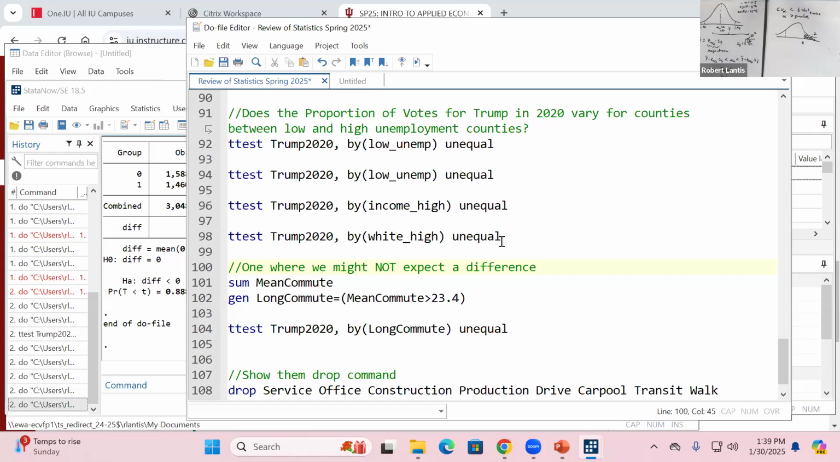I don't know why that would be. Once again, there's a convoluted story about it being correlated with being in a big city and things like that. But here we found no evidence that there's really a difference, okay?